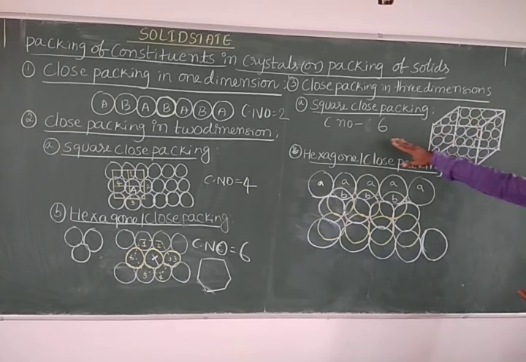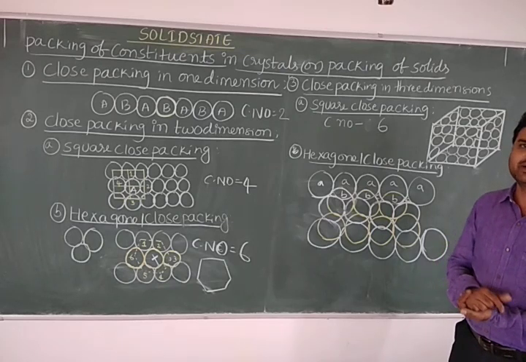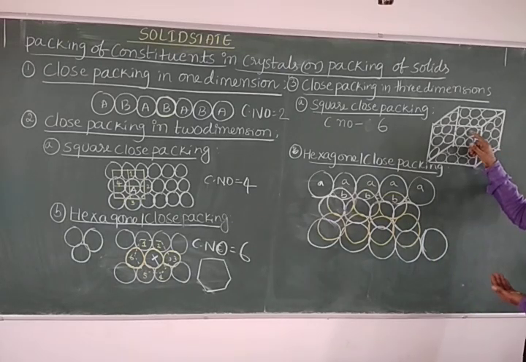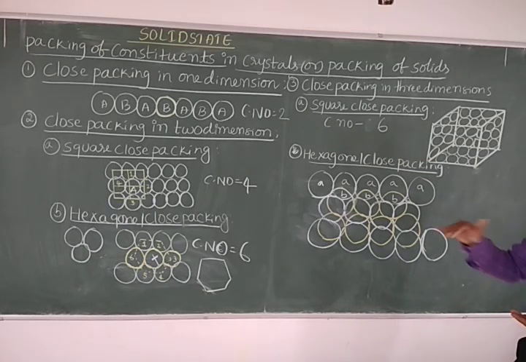So in this case also, what is the coordination number? Each atom is connecting with how many atoms? 6 atoms. You just see that. If we take like this, 1, 2, 3, 4, 5, 6, totally 6 atoms are connecting. Therefore, what is the coordination number? 6. Is it clear? It is just like a 2-dimensional square close packing, but atoms are arranged in 3 dimension. So that is the difference.